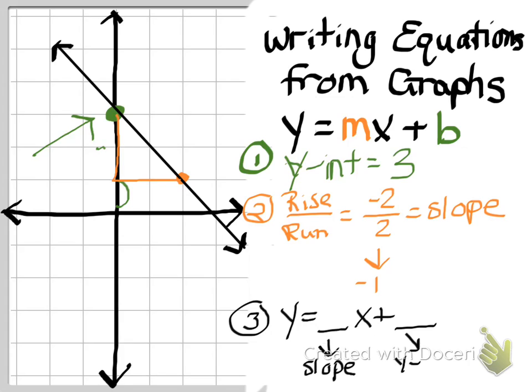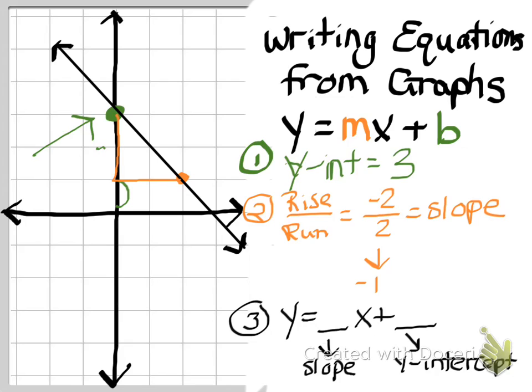Our last step is to put our information into the equation. So I like to write it out as y equals blank x plus blank. The first blank in front of the x, or where the coefficient for the x goes, is always going to be the slope. And if you look up at our original equation, we have y equals mx plus b, so m is where that slope goes. And you can think of it as m stands for mountain, and mountains have slopes. Then where the b goes in that last spot, that's our y-intercept.